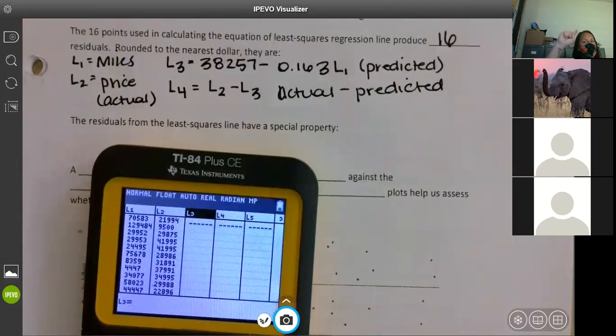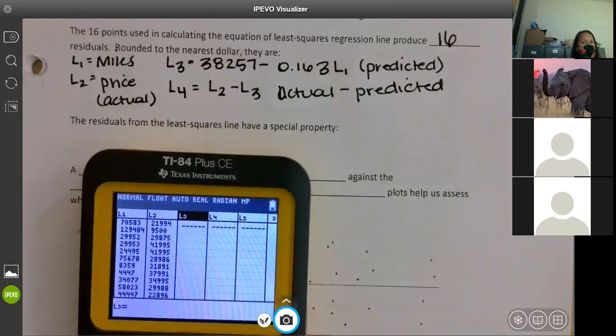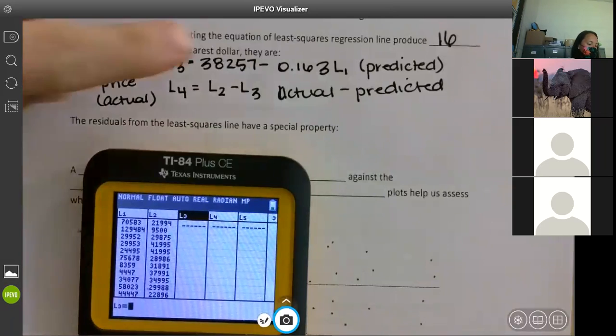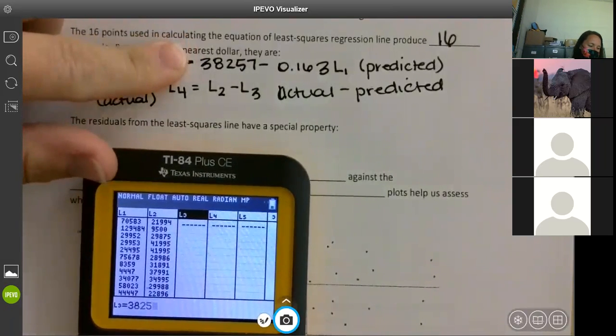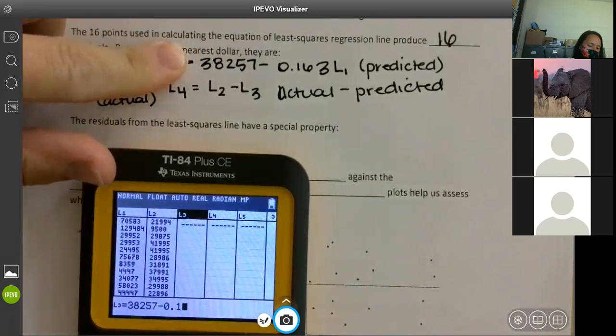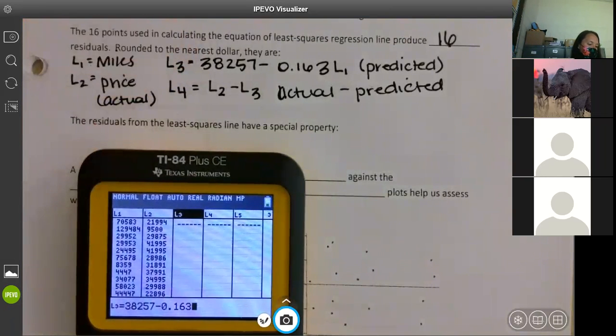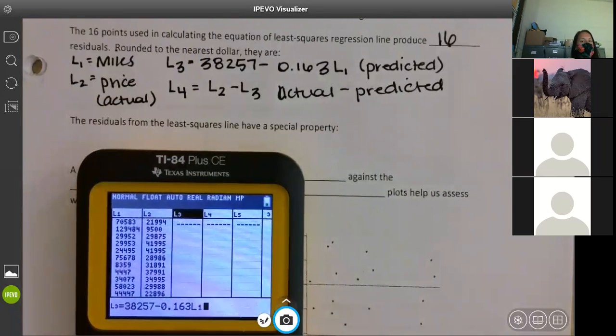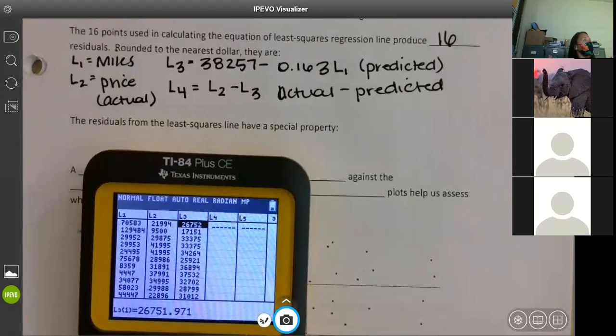You're actually going to go up on L3. I hit enter and it drops my little box down there on the bottom. You're going to type in what I have, 38257 minus 0.163. And then to get L1 in there, you have to do second and 1. When you hit enter, it will fill in your chart with a bunch of values. Is everybody good? What did I tell you they were? The predicted. Those are the predicted prices used in our equation.